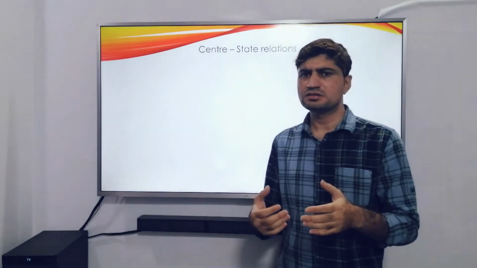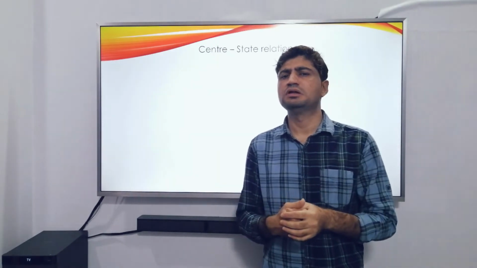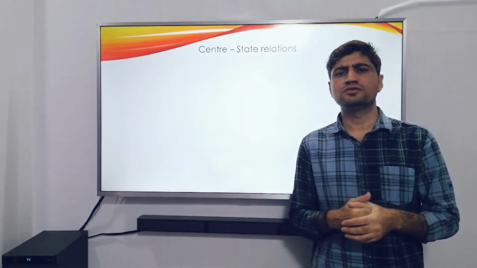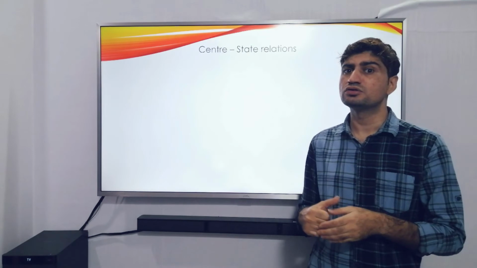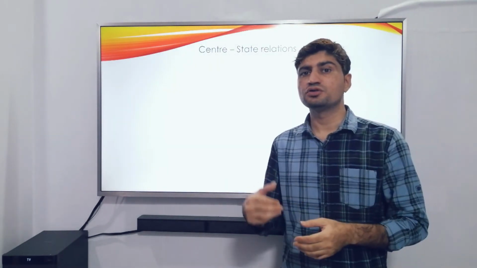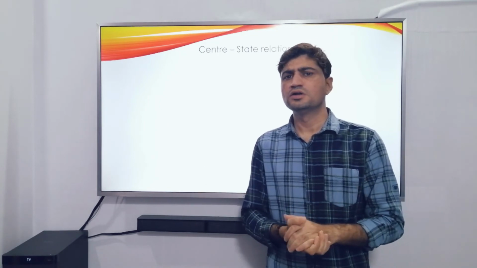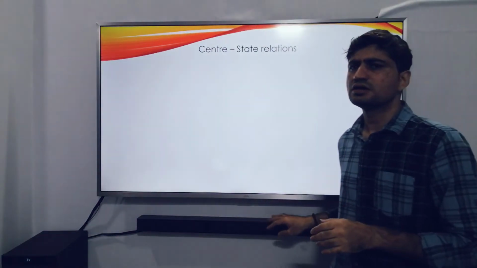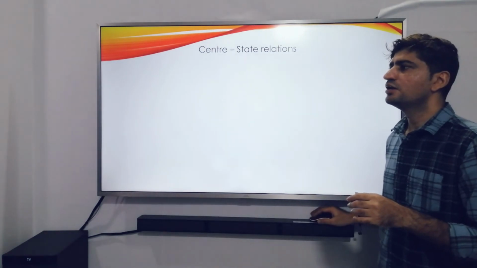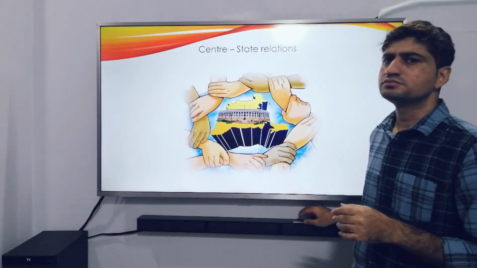But those parties are comparatively small. They were not able to form their own government, so they joined through alliance, or they joined through a coalition government. They formed coalition governments, and this way the center and state relation was maintained over time.